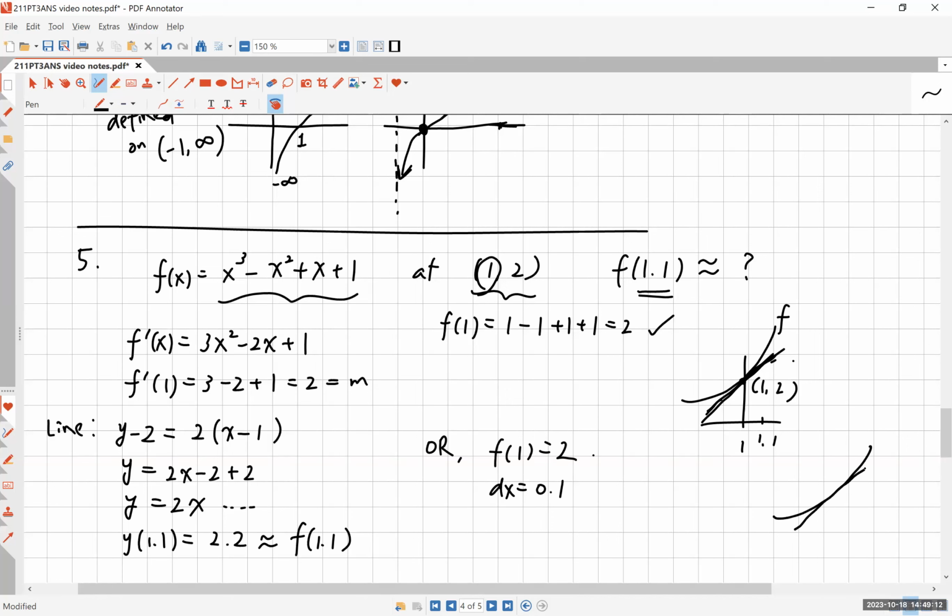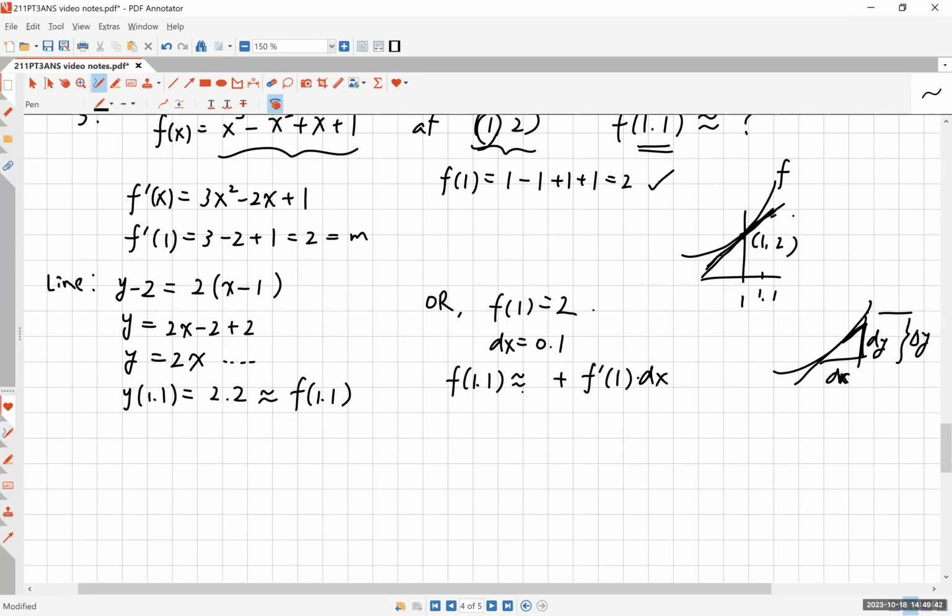That's this picture here. You have, this is dx, this is dy, this is dx, this is dy, and the real difference is what we call delta y. But you can approximate it. So f of 1.1 is approximately 2 plus, remember the derivative, maybe I should write this. This is f prime of 1 times dx. That's called the differential.